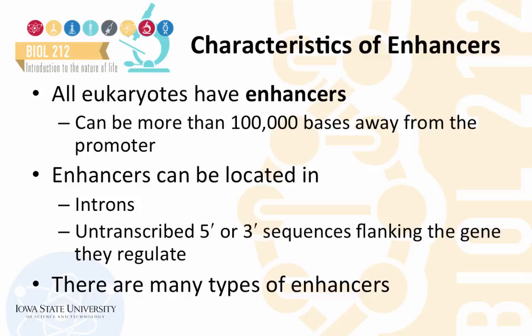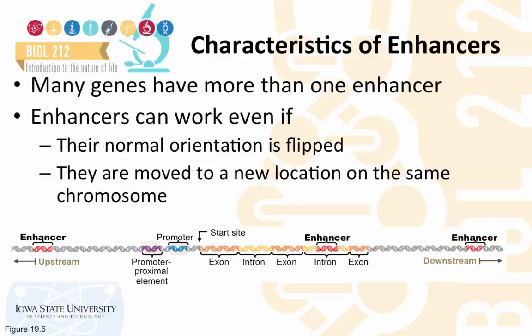All eukaryotes have enhancer elements within their DNA. These could be more than 100,000 bases away from the promoter. Enhancers can be located in different places, including introns or untranscribed 5' or 3' sequences that flank the gene they regulate. There are several different types of enhancers. Many genes have more than one enhancer. Enhancers can work even if their normal orientation is flipped, meaning that they read in a different direction than the gene. Enhancers can also work even if they are moved to a new location on the same chromosome.